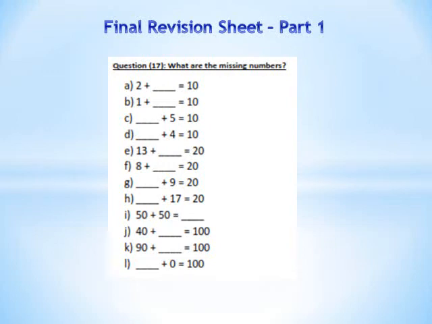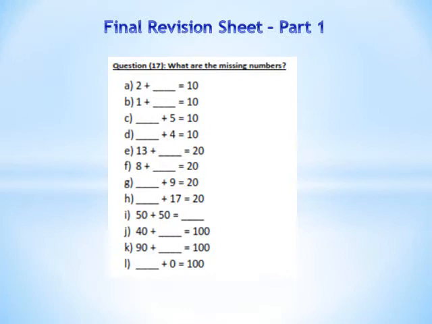Let's continue solving our final revision sheet part 1. Question 17. What are the missing numbers? In this question, we will revise the number pairs, the number family. Family of 10, family of 20, family of 100. It is the numbers we add together.